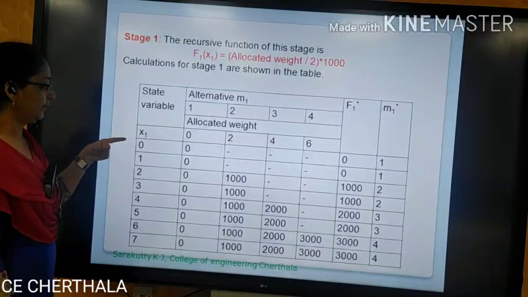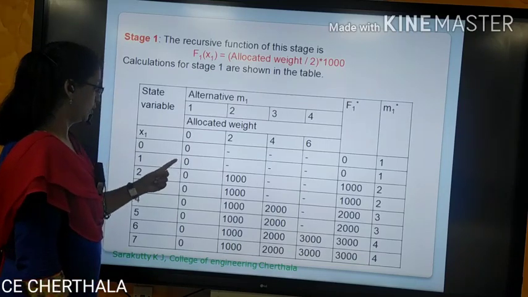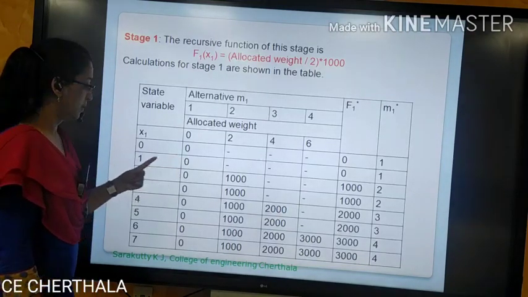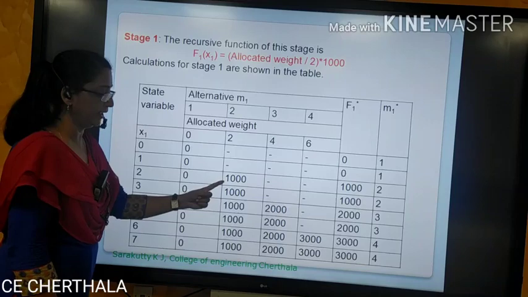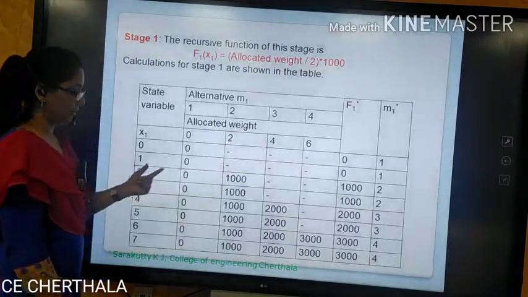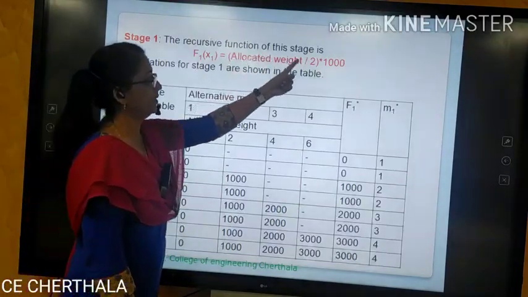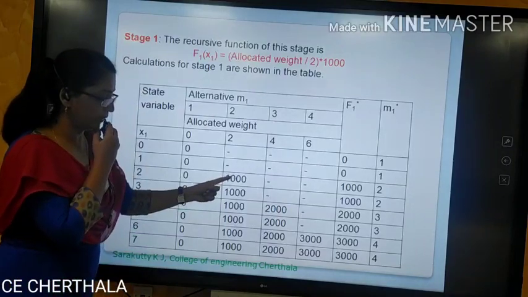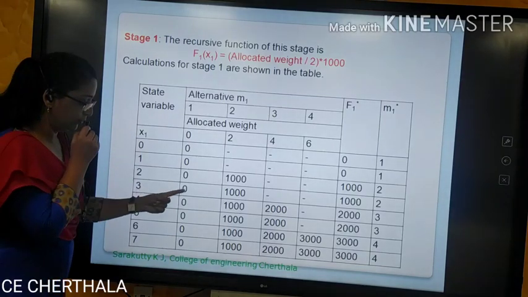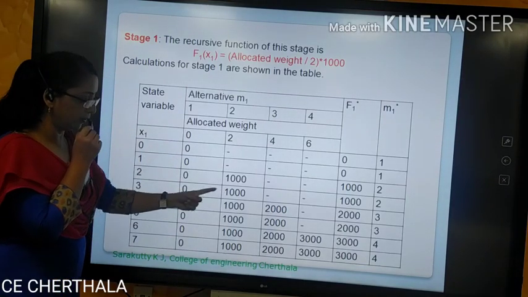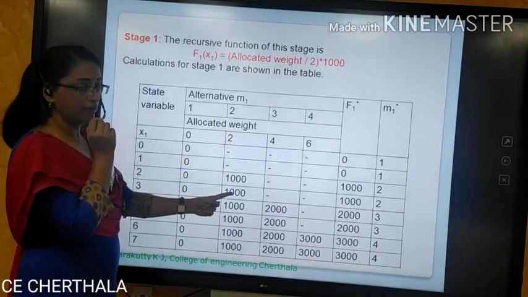If x1 value is 1 also, the only option is 0 ton. If it is 2, we get 2 options. Either we can take 0 ton or we can take 2 tons, because 2 is allowed here. So here the function value is 2 by 2 into 1000, that is 1000. Now if x1 equals 3 ton, then also 2 options. Either we can take 0 ton or we can take 2 ton. If we take 2 ton, then the function value is 2 by 2 into 1000.